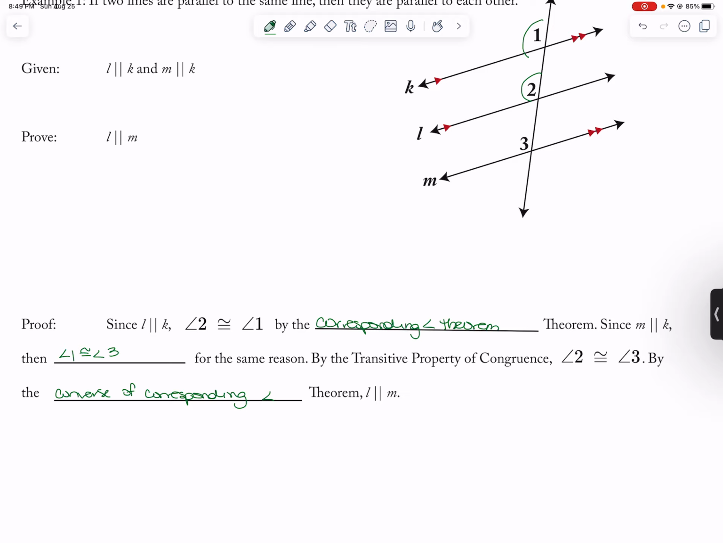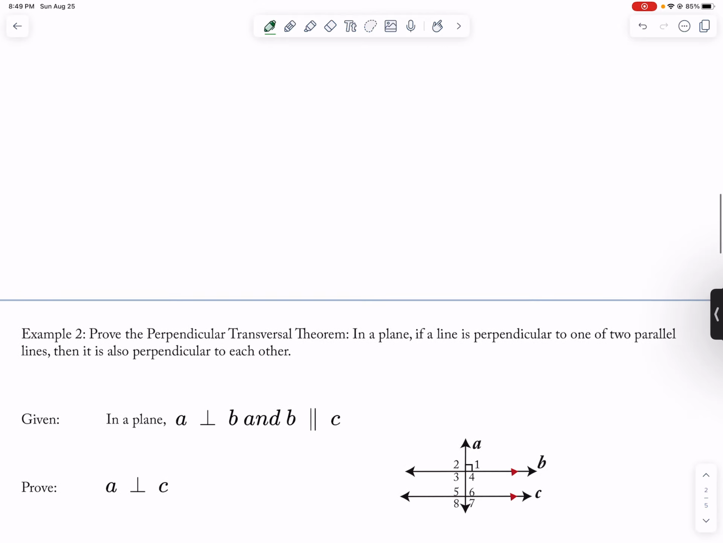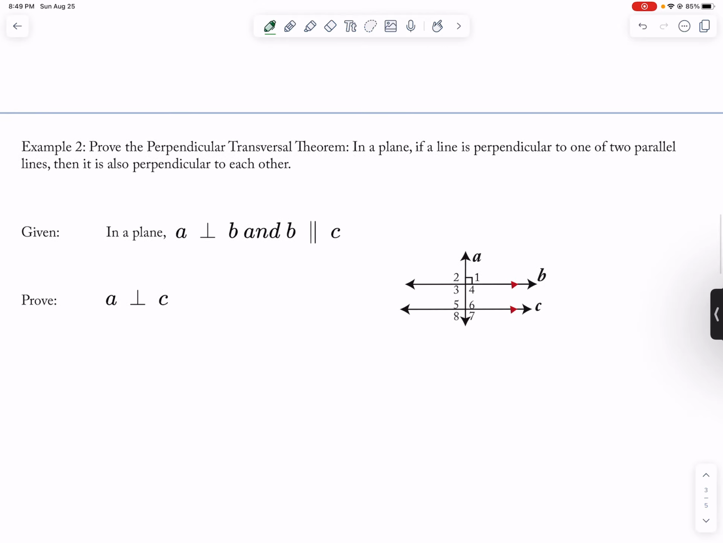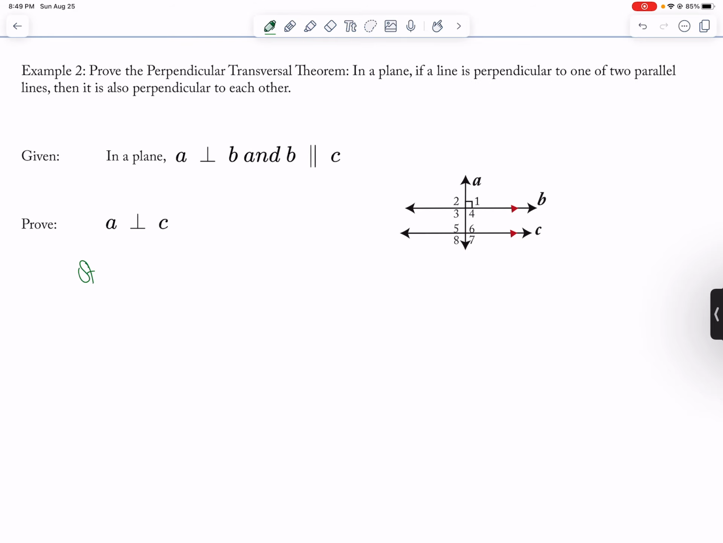Okay. So now, prove the perpendicular transversal theorem. If I'm proving that the perpendicular transversal theorem is true, then I cannot use it in my proof. Okay. So here's my statements. Here's my reasons.